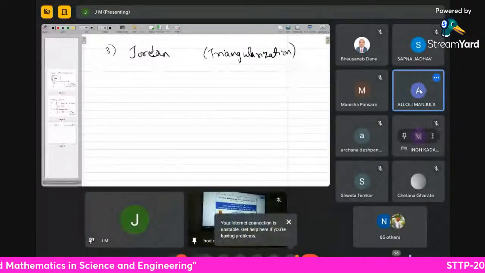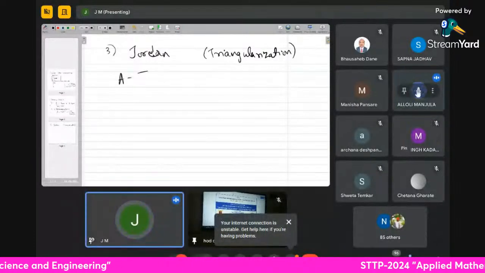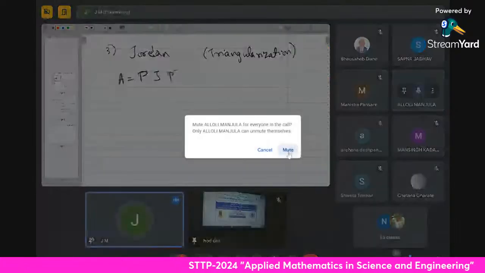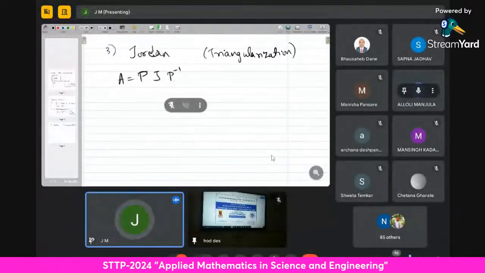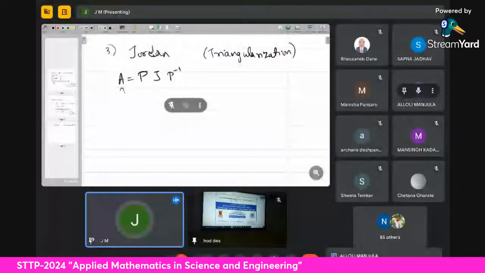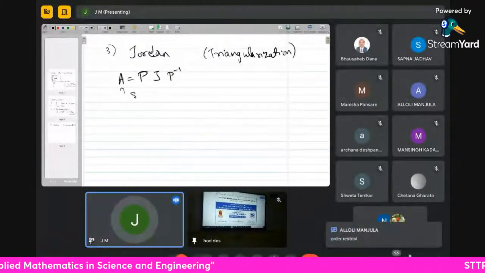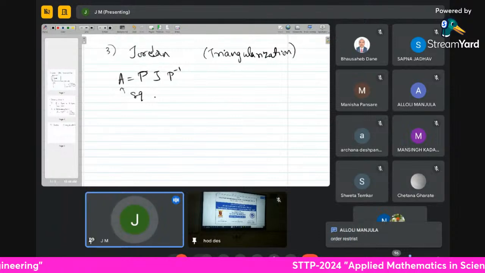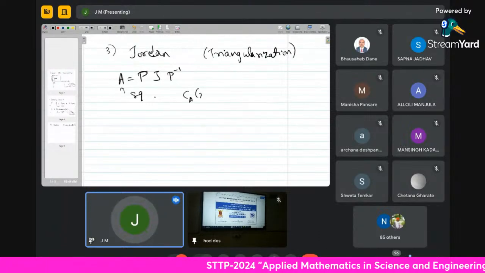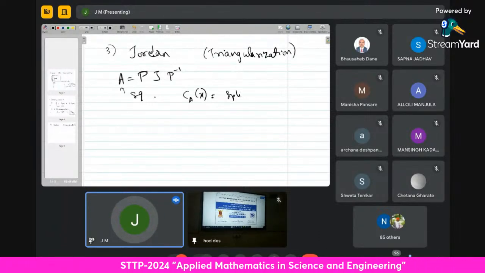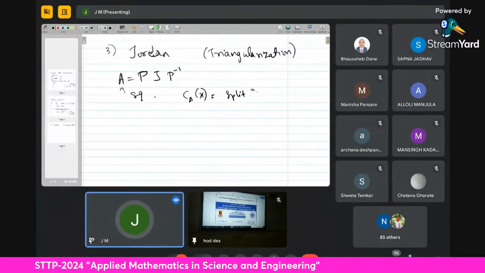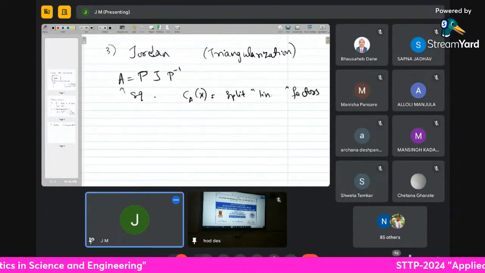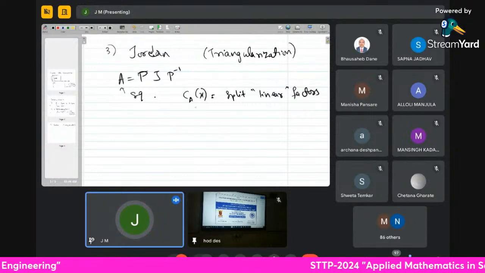Right? It says that your A can be written as P J P inverse, where J is the Jordan block or the Jordan matrix. Again, here we have the limitation that the characteristic polynomial should split into linear factors.